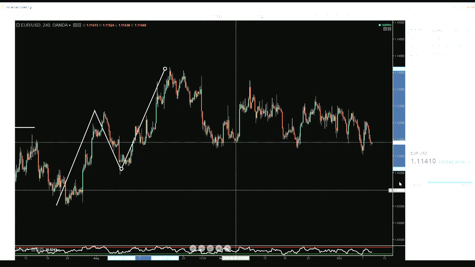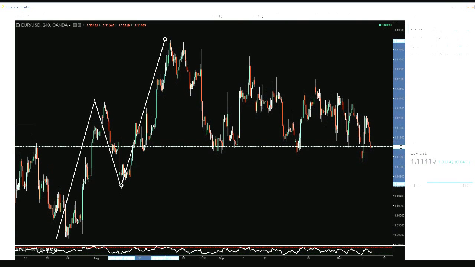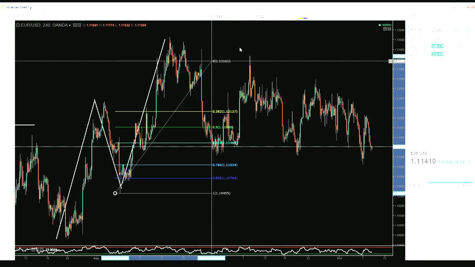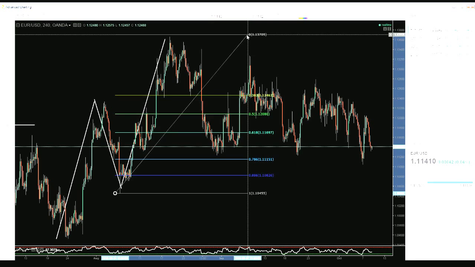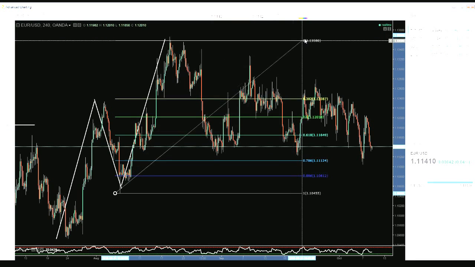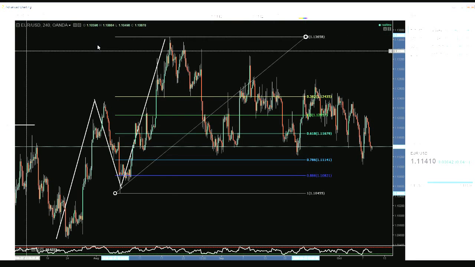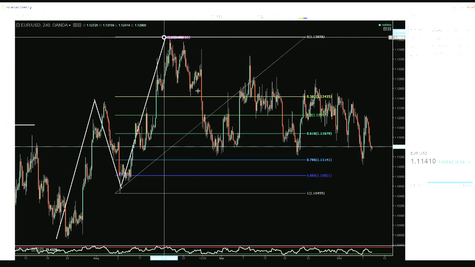Let me scrunch my chart up a little bit more, see if I can make this bigger here. So you can see this right here, this is the move that I drew on the daily chart, and I'm just going to throw some Fibonacci's on here real quick. Let me show you what I'm looking at here on the dollar. So swing low to swing high, and then we're going to go back down.